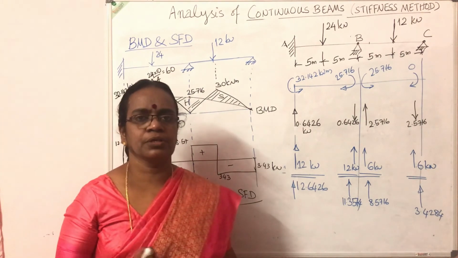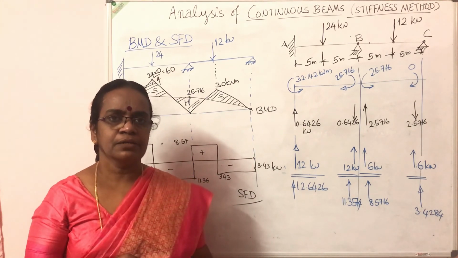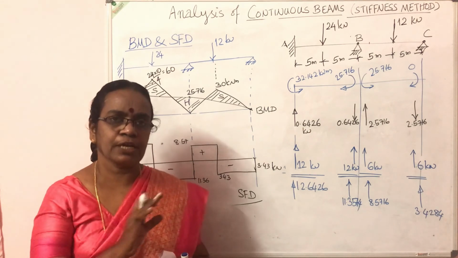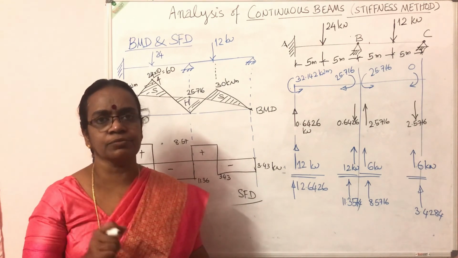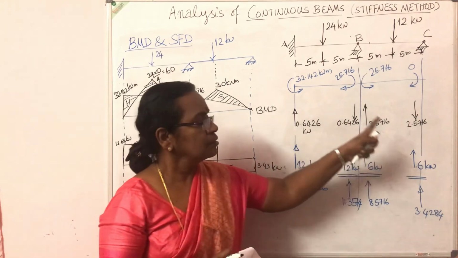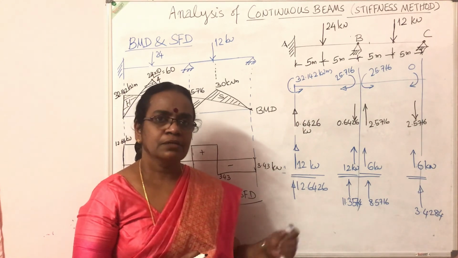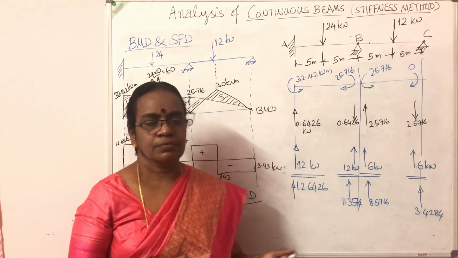Thus we come to the end of the analysis of a continuous beam by the stiffness method. If you take rotational coordinates alone, the solution of the problem becomes easy. But at the last stage, based on the principle of equilibrium, you have to arrive at the shear force values. Thank you.